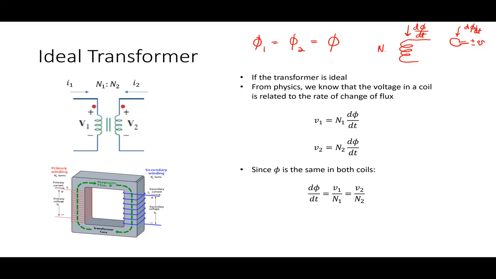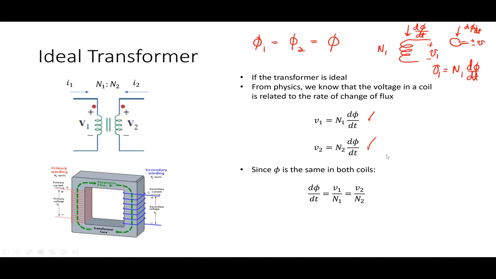If I have N of these, then the voltage induced here will be N1 times d phi by dt. If there's a whole bunch of coils stacked up on top of each other, the total voltage induced is basically the sum of the voltage in each one. So if there's N1 coils, I'd have N1 times the voltage induced in any one of them. So V1 is like this and V2 is like this. The only difference between those two relationships is that there's a different number of turns on the two sides.